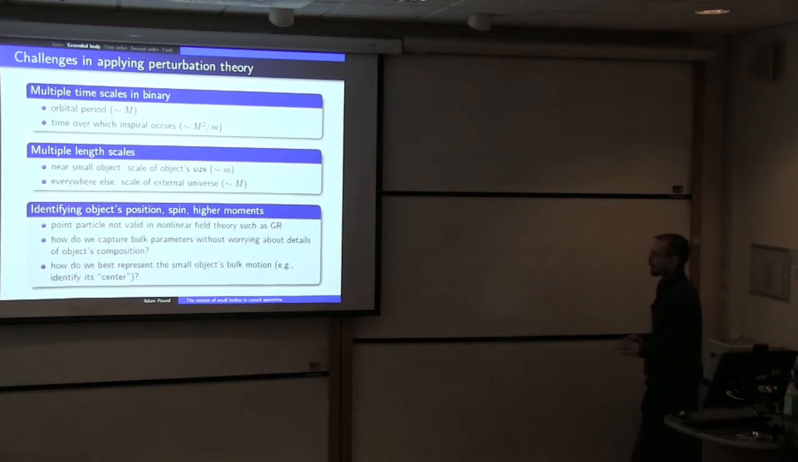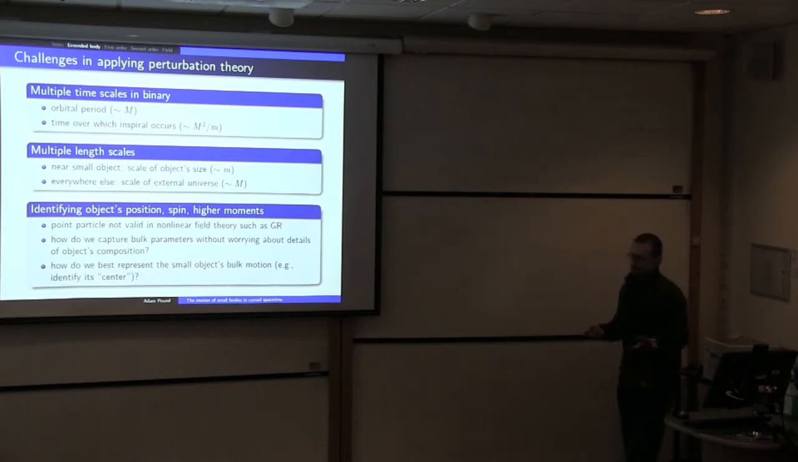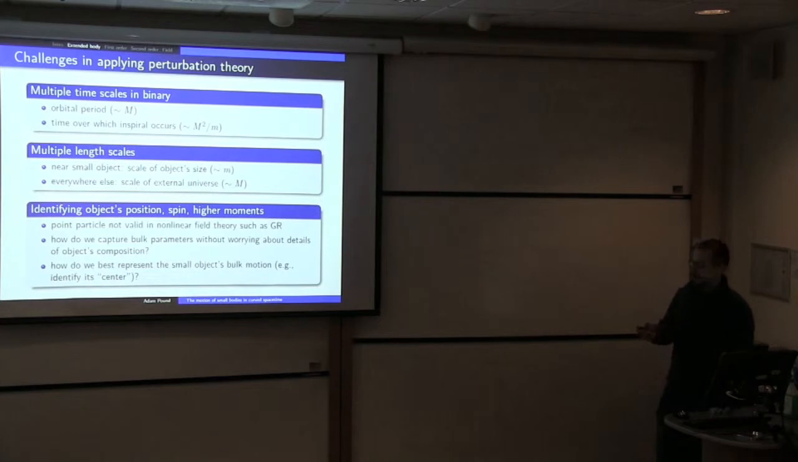There are also more kind of fundamental issues. So despite having started with a point particle picture, the point particle is not a valid source in the fully nonlinear Einstein equations or even any nonlinear orders. It's only valid in linear order. So we can't really use it as an approximation for the small object.